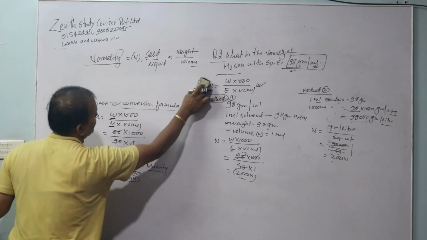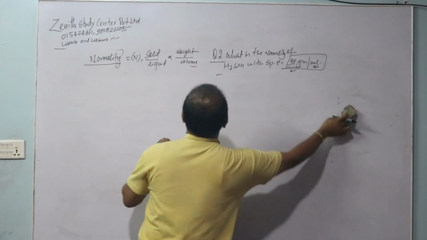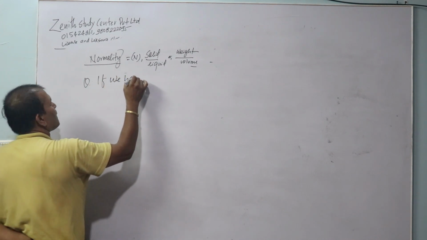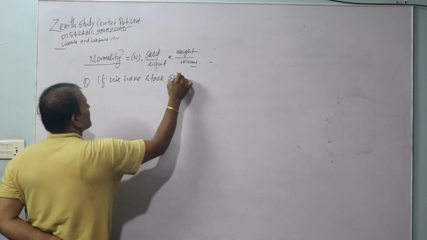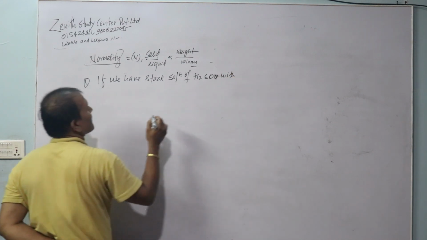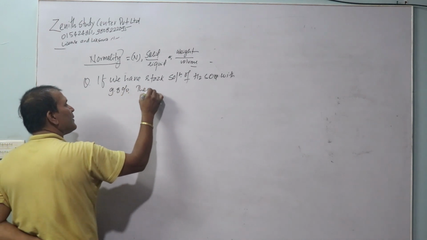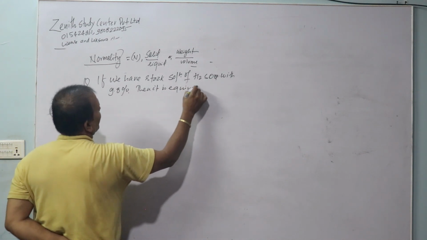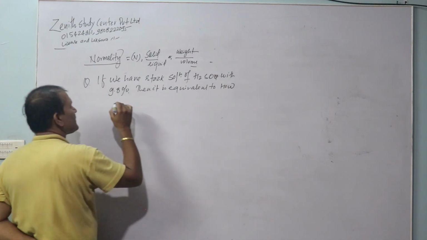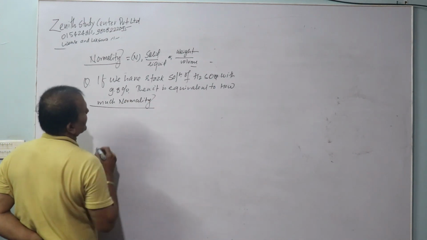Case number 3. So question number 3. If we have a stock solution of H2SO4 with 9.8%, then it is equivalent to how much normality? How much normality?